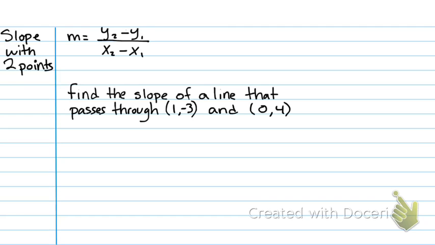So these are my points here, and I'm going to label them x1 and y1. So this 1 is going to be my x1, and my -3 is going to be my y1, because it's my first point, so that's why they have the little 1. My second point, (0, 4), is going to be my x2 and y2. And so if we put it into our formula, we have y2, which is positive 4, minus y1, which is -3, so minus a -3, over x2, which is 0, minus x1, which is a 1.